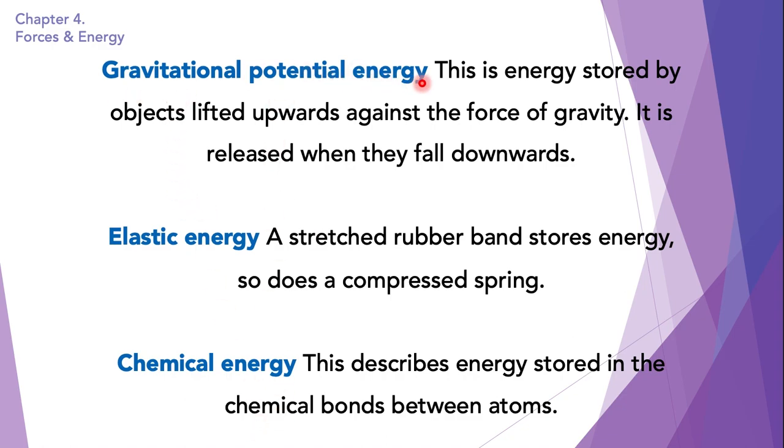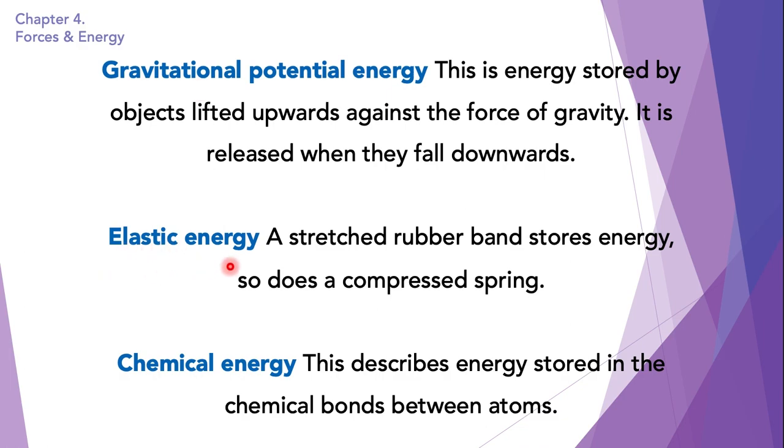Gravitational potential energy. This is the energy stored by objects lifted upwards against the force of gravity, and this is released when they fall downwards. So we always have gravitational potential energy inside us because it is the energy that keeps us on the ground. If we lift an object upwards against the force of gravity and we leave it, it falls downwards. What happens is that gravitational potential energy gets released when they fall downwards. That is why they fall downwards. So gravitational potential energy is related to gravity.